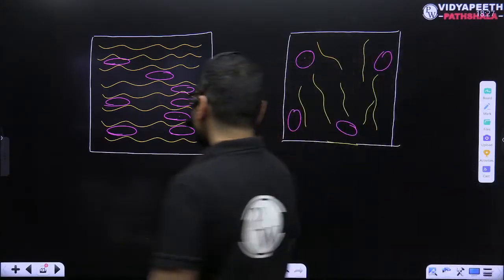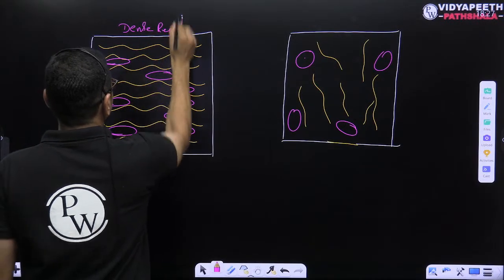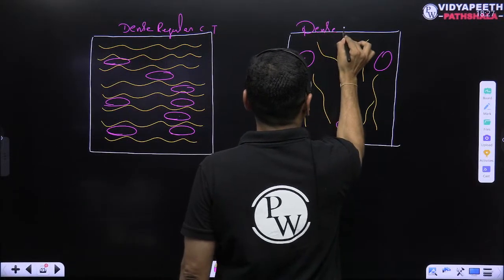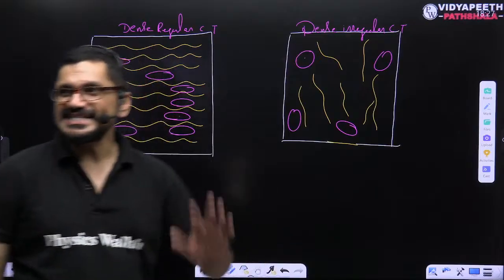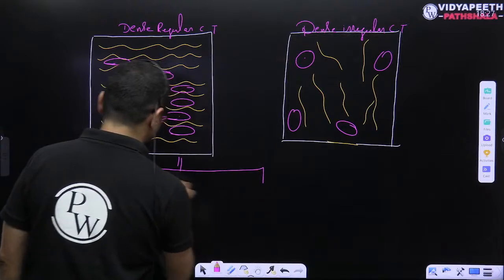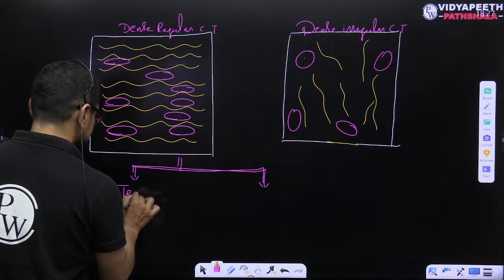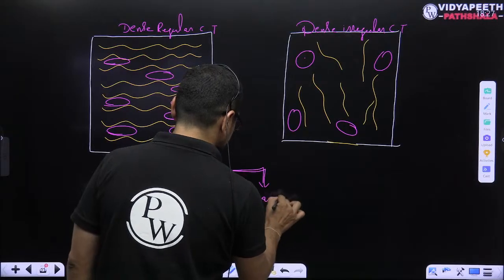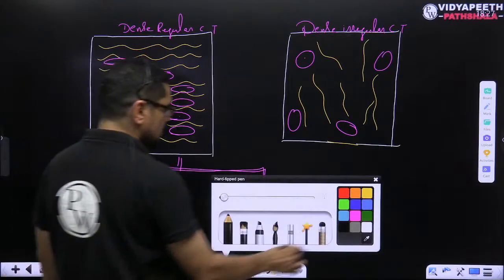That's it. Okay, I will write the same thing here. So this is a diagram which indicates dense regular connective tissue, and this is dense irregular connective tissue. Nice. Where this dense regular connective tissue is present, see, the dense regular connective tissues are of two types. Once again, of two types. The first one is called tendon, the second one is called ligament. Tendon, ligament. What is this tendon?